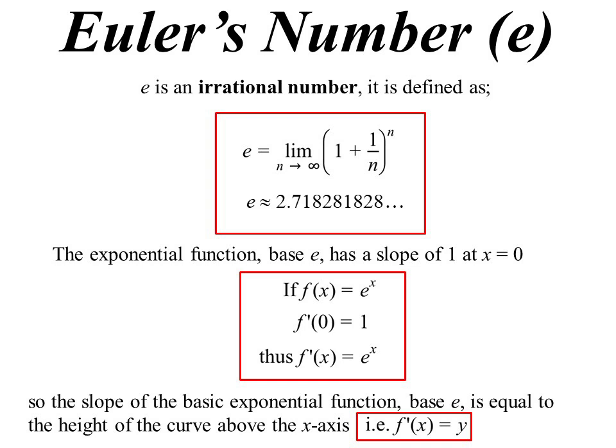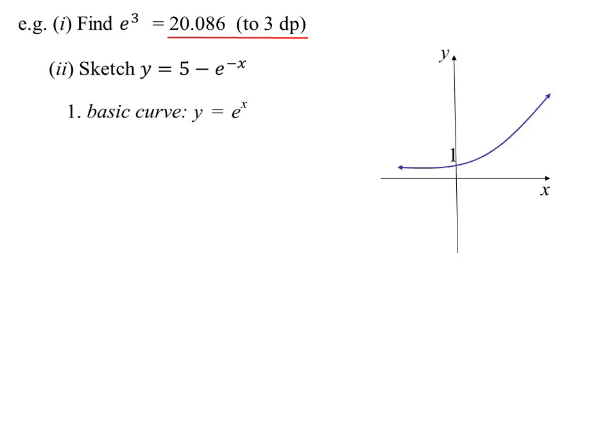Okay, some examples. This first example really is just, do you know how to use your calculator? If you had to find e cubed, punch it on your calculator, you should get to 3 decimal places, 20.086. If you had to draw this sort of curve, we can still use all our basic curve sketching ideas we've seen. The basic curve here is e to the power of x. Okay, we'll draw that in. What have we done to it? Well, we know we've reflected it in the y-axis because we have function negative x. Let's flip it. There we go.